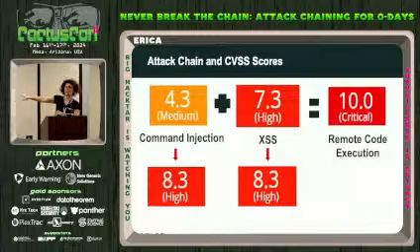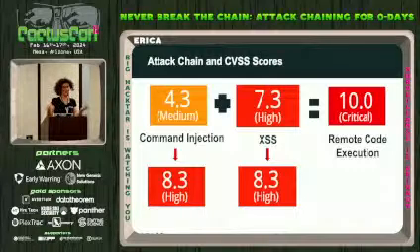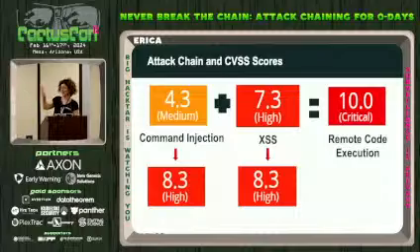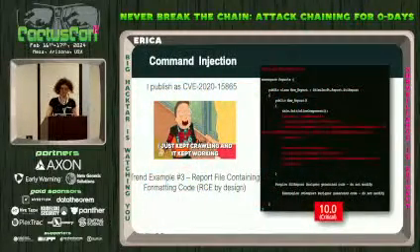Oh, and this works for bug bounties as well. If you can find a few different things that are smaller that chain together well, you're going to get a bigger payout, right? That critical translates to more money, so if you do bug bounties.